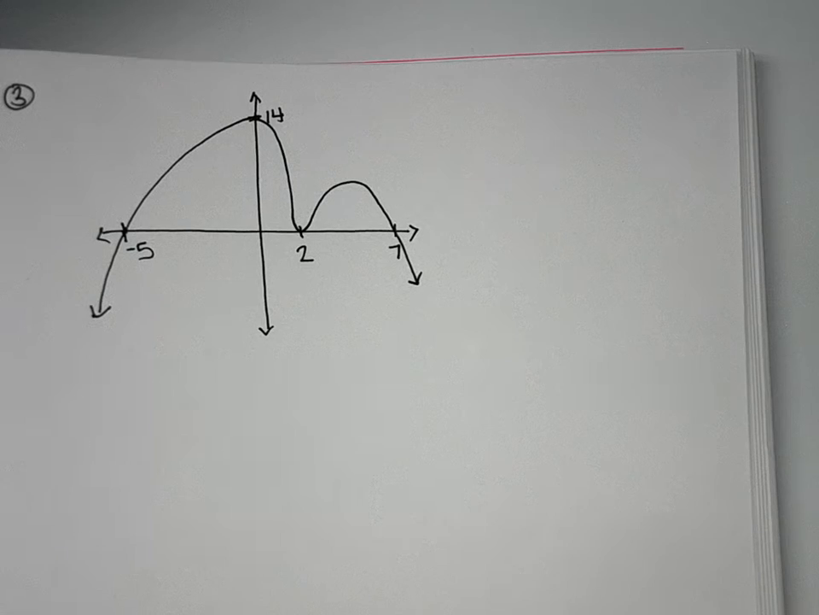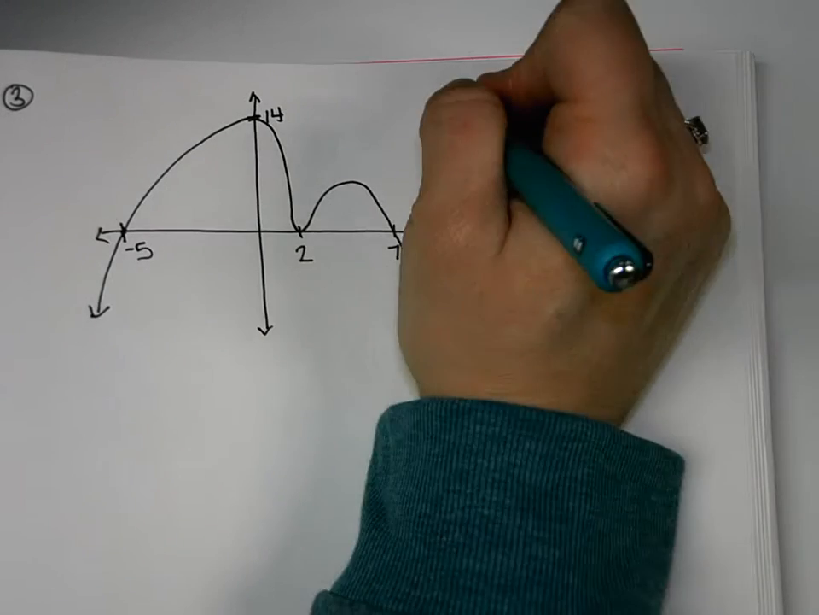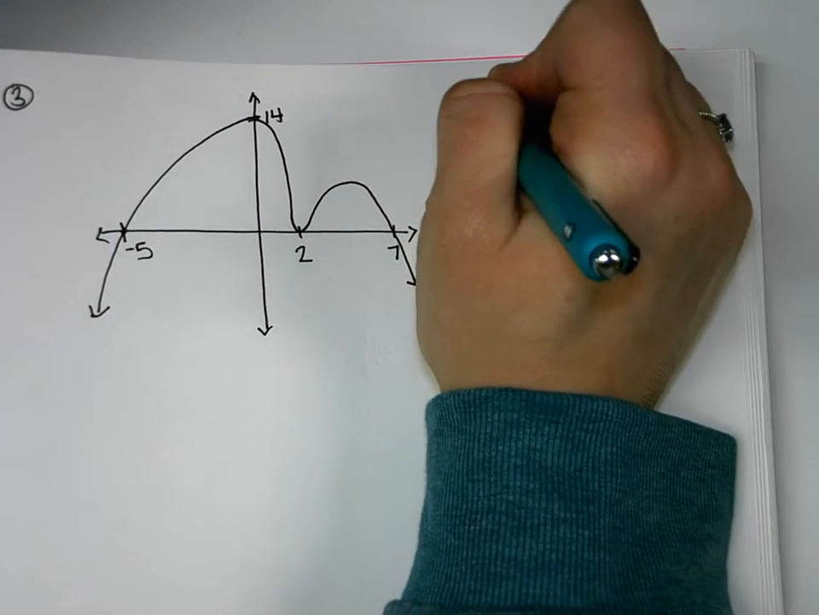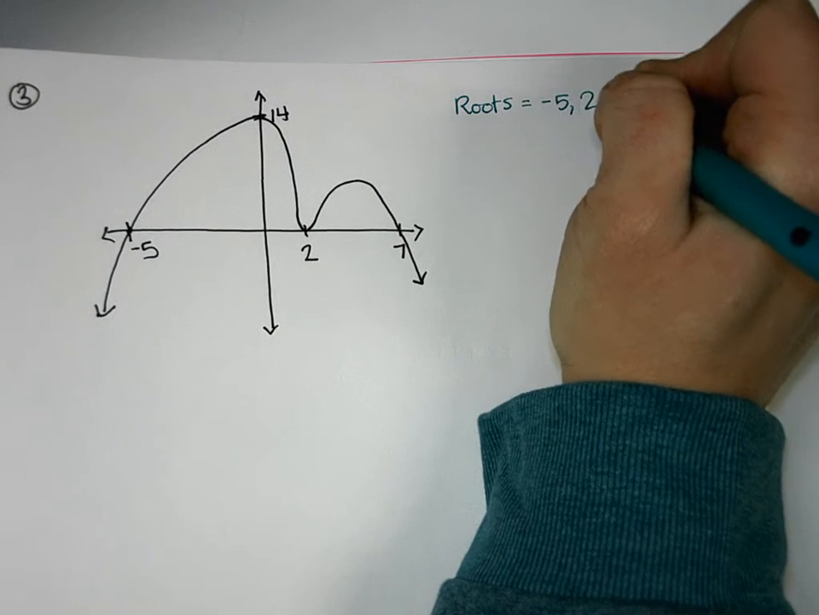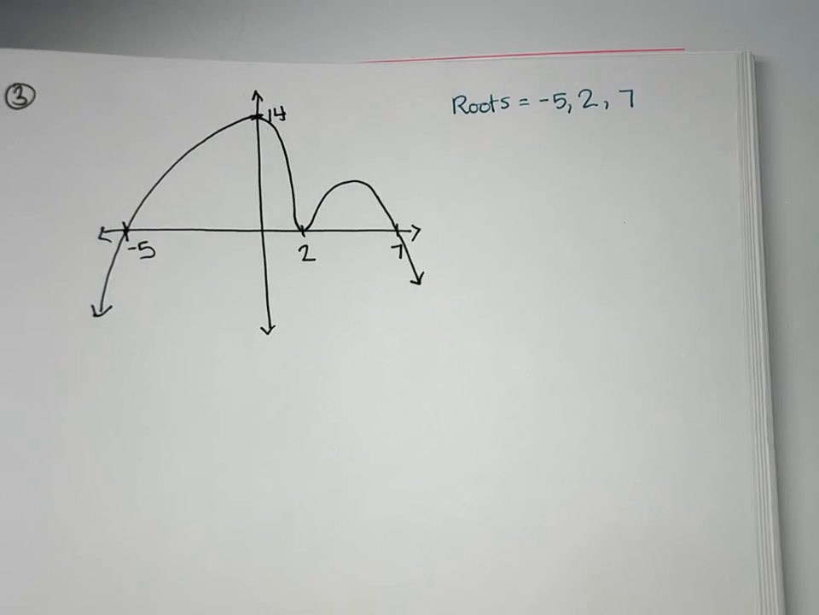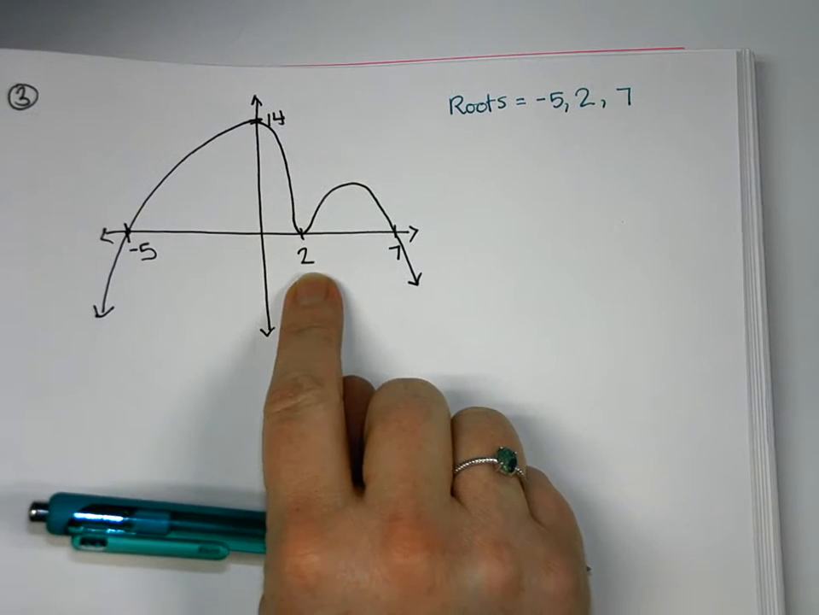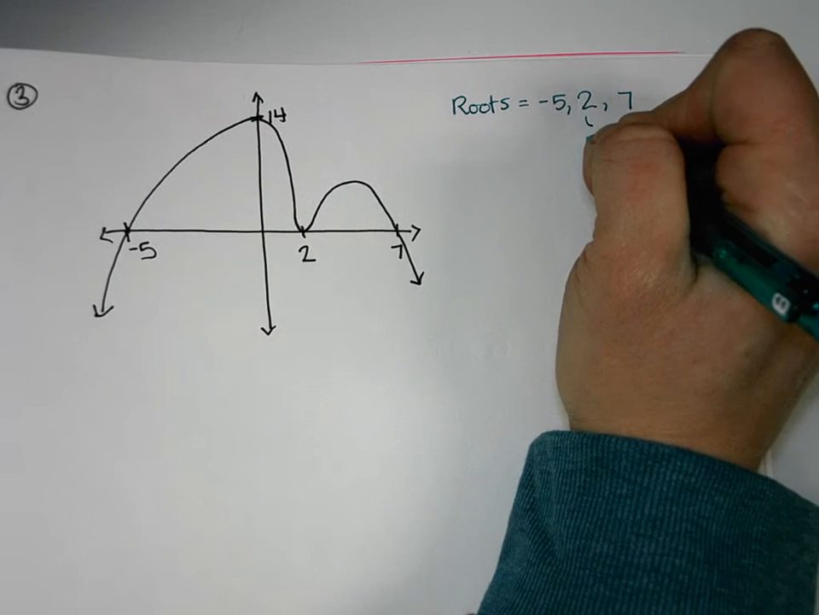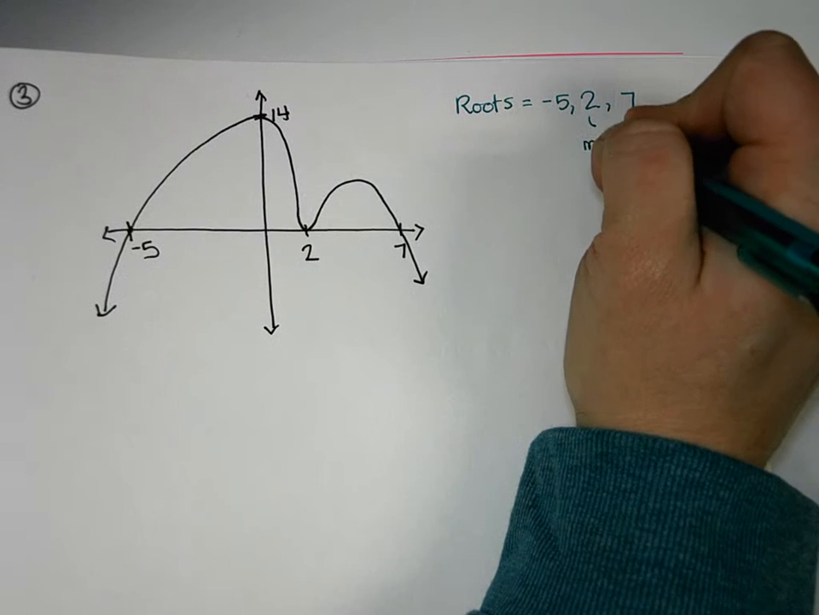When I look at this, I'm going to start by thinking about what I see. I see that I have a solution, or my roots, are -5, 2, and 7. Something interesting about 2 is that it bounces. When it bounces, that means I had to have an even multiplicity. So I'm going to say it has a multiplicity of 2.